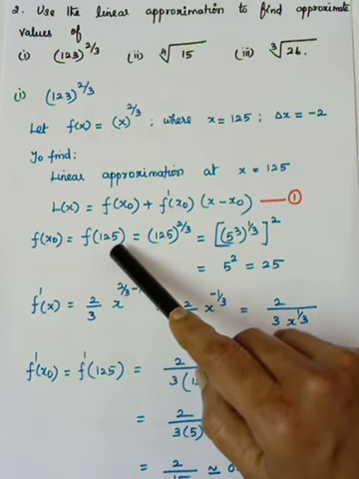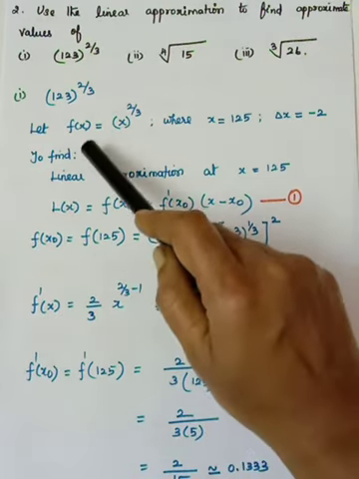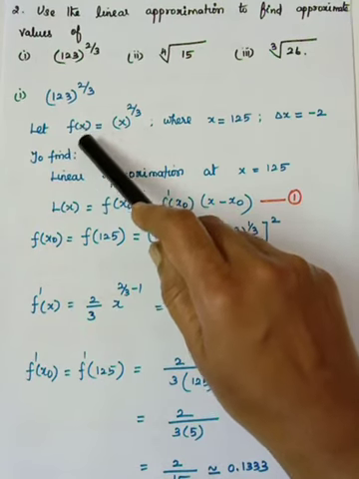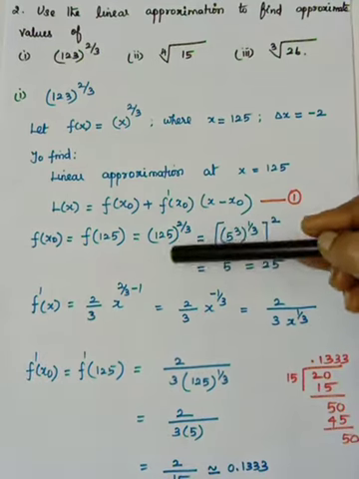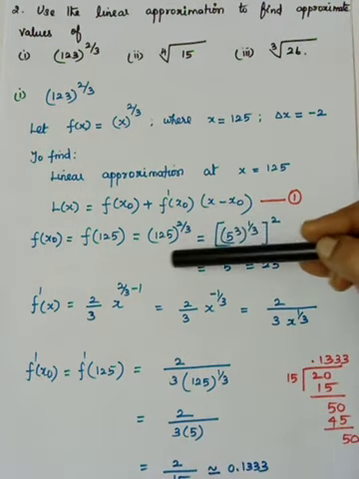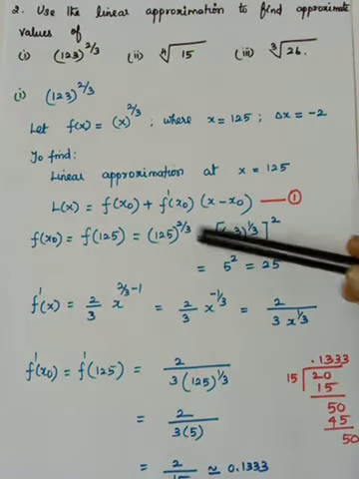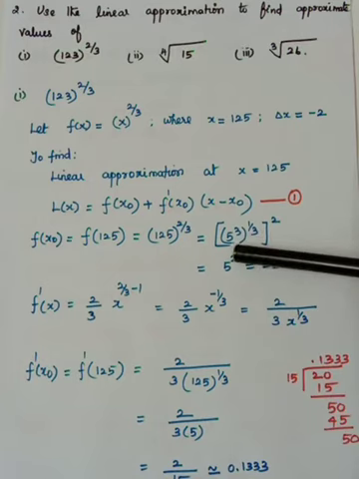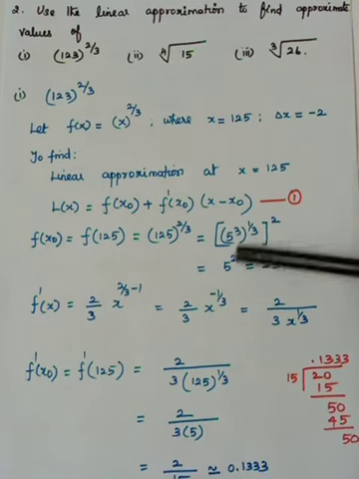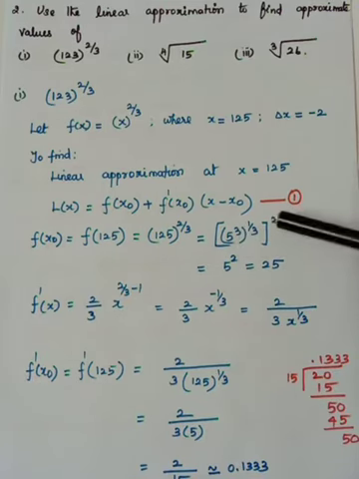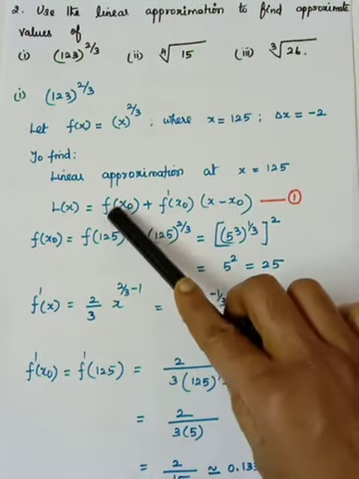So f of 125 means you take this function f of x, and in that you substitute x as 125. So 125 to the power 2 by 3. 125 can be written as 5 cube. So 5 cube the whole power 1 by 3 the whole square. The 3 and this 3 get cancelled. So your answer is 5 square, that is 25. So the first term we have found.